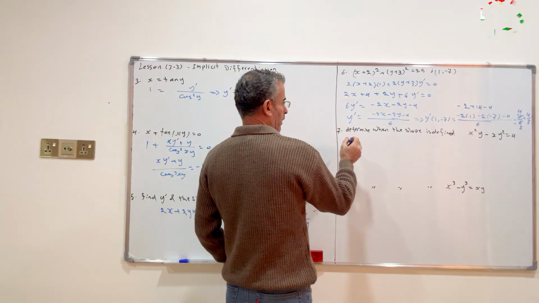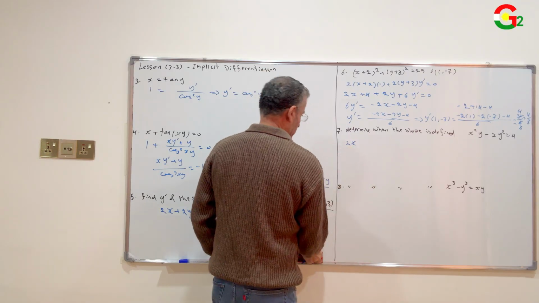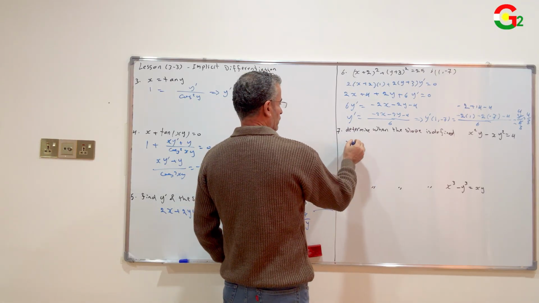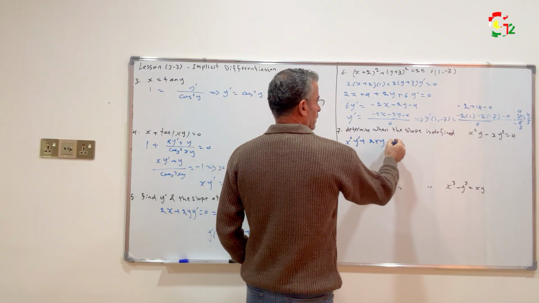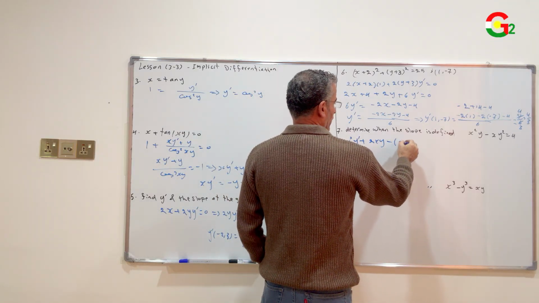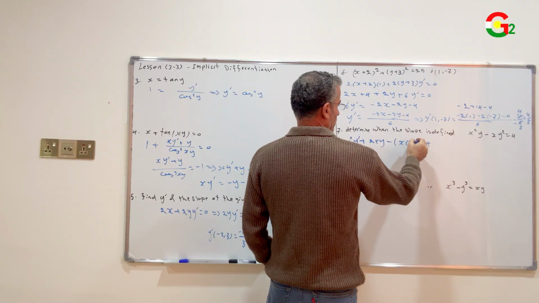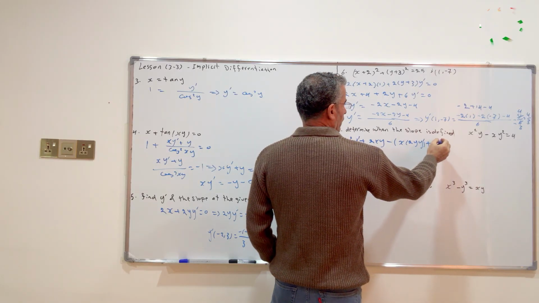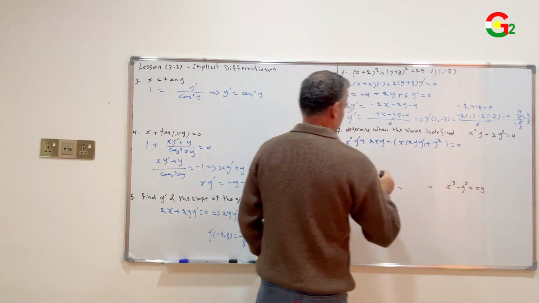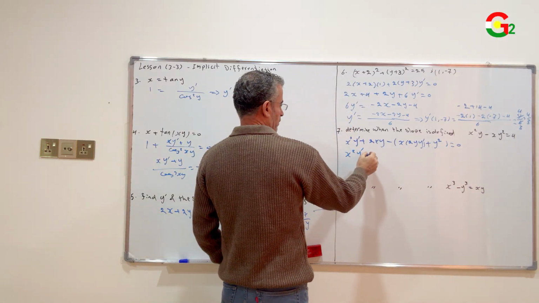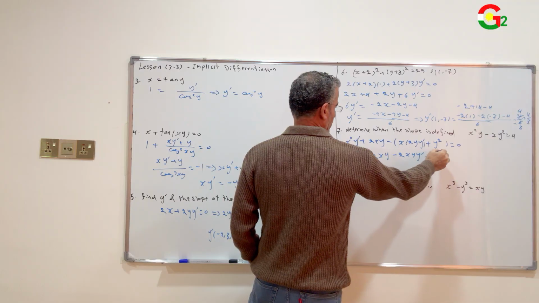Differentiate to find y prime. 2x, or x power 2 times y prime plus 2xy minus x times 2y y prime plus y power 2 times derivative of x, 1, equal 0. x power 2 y prime plus 2xy minus 2xy y prime minus y square equals 0.